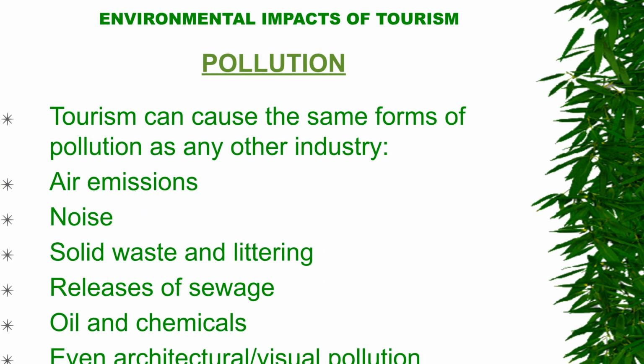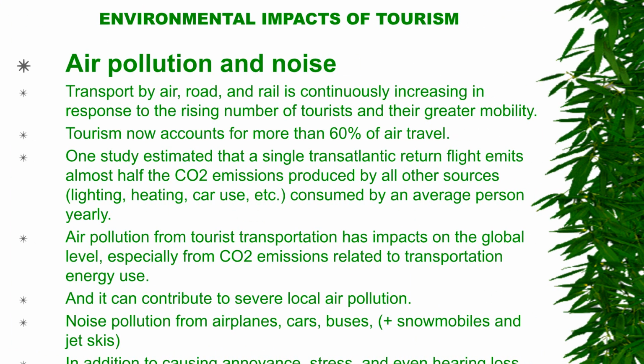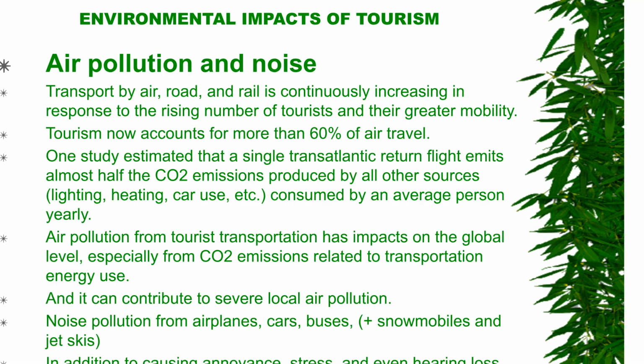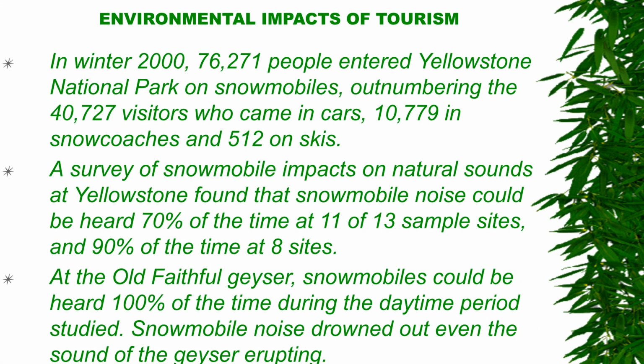Tourism contributes to pollution in various forms, including air emissions, noise, solid waste, littering, sewage releases, and chemical pollution. Even architectural and visual pollution can result from development. Increased transport for tourism, especially air travel, contributes to air pollution and CO2 emissions globally and locally. Noise pollution from vehicles and activities distresses wildlife, altering their natural activity patterns. In Yellowstone National Park, snowmobile noise was a major issue, often drowning out natural sounds like the geyser erupting, demonstrating the impact of noise pollution on natural areas.